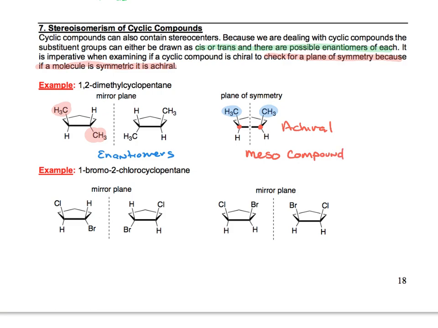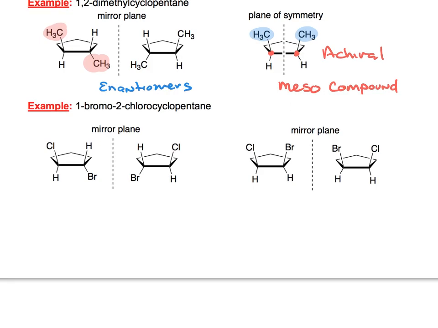Here are some more examples. In this case, we've got a chlorine and a bromine, and they are on opposite sides of the ring to one another, so they are trans. So we've got our bromine here, its mirror image, chlorine, chlorine. And if you try to superpose these compounds on one another, they would not. They would be non-superposable mirror images. So these guys are enantiomers.